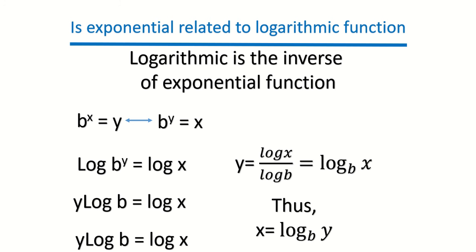Therefore, x equals log of y base b. Why? Because we transferred x equals y. So, going back to the original, that is x equals log of y base b. Therefore, if b to the x equals y, then the exponent x can be found by log of y base b. So these two, the exponential and the logarithm, are really inverses.